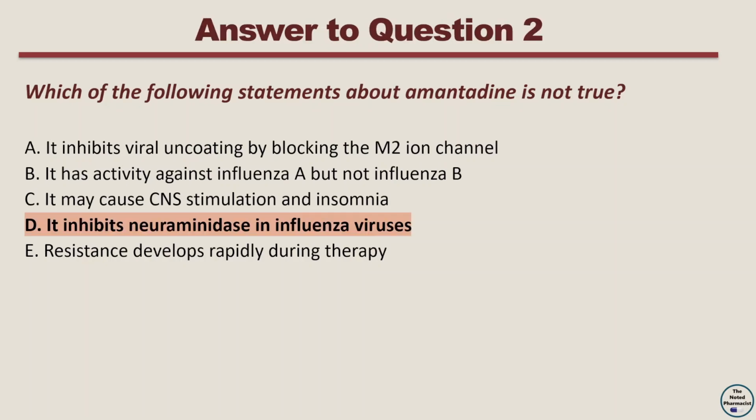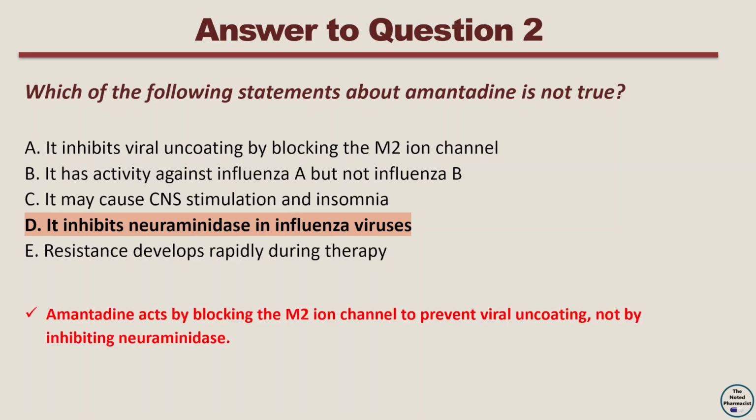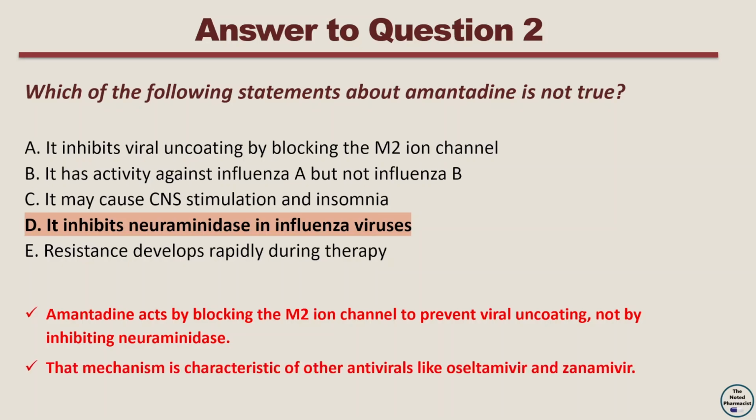The correct answer is option D, it inhibits neuraminidase in influenza viruses. The explanation is that amantadine acts by blocking the M2 ion channel to prevent viral uncoating, not by inhibiting neuraminidase. That mechanism is characteristic of other antivirals like oseltamivir and zanamivir.